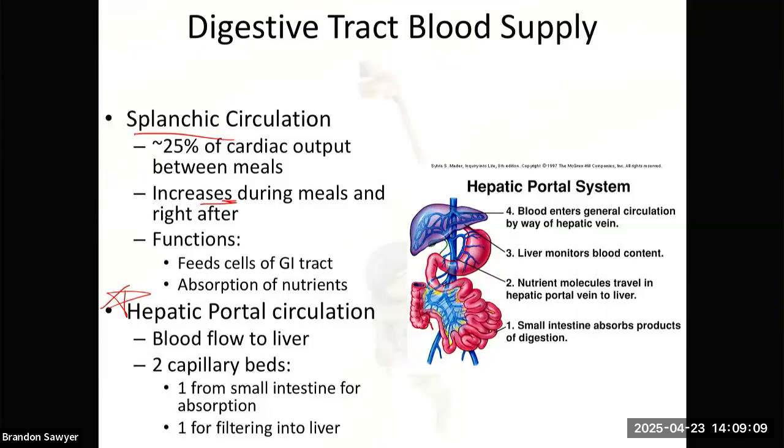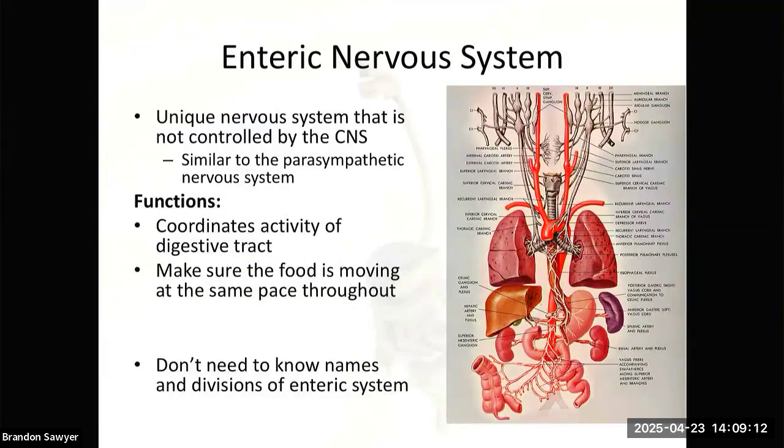And then the nervous system that controls the GI tract is quite unique. It actually has all the components of a full nervous system. It has motor neurons, sensory neurons, and interneurons as well, so it has all three types of neurons. And so it can pretty much function on its own. It doesn't have to be controlled by our central nervous system. We can control it with our central nervous system, but it pretty much functions on its own, coordinates all the activity of the GI tract, and makes sure food is moving through. You don't need to know any of those details or nerve names, but just knowing that it's the enteric nervous system is what you need to know.